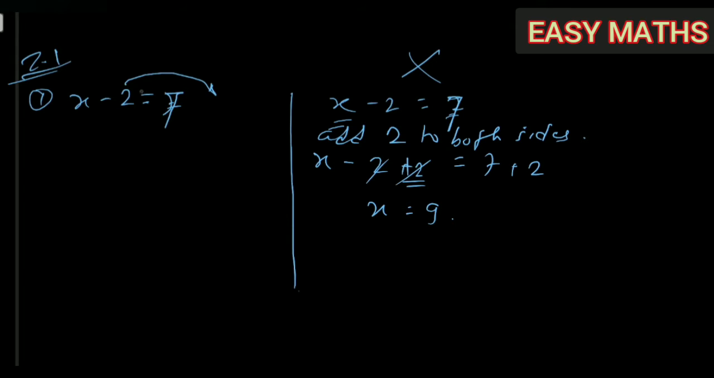In this method what we do is we transpose the term with x to the other side of the equation, to the other side of equal to. So here we have x minus 2 equal to 7. We are going to transpose this minus 2 to the other side. So minus 2 becomes plus 2. We get the answer as x equal to 9. So this is the answer, x is equal to 9.